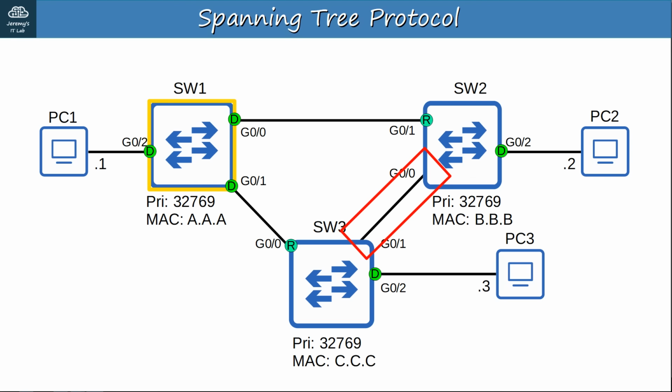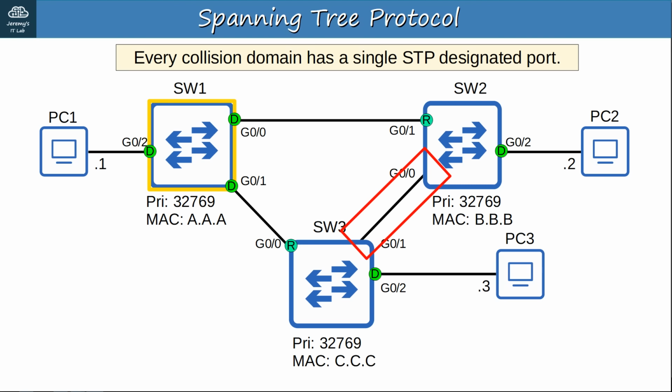So to prevent loops, do we block both of these ports? Switch 2's G00 and switch 3's G01? Actually, no. Here's an important rule to remember. Every collision domain has a single spanning tree designated port.